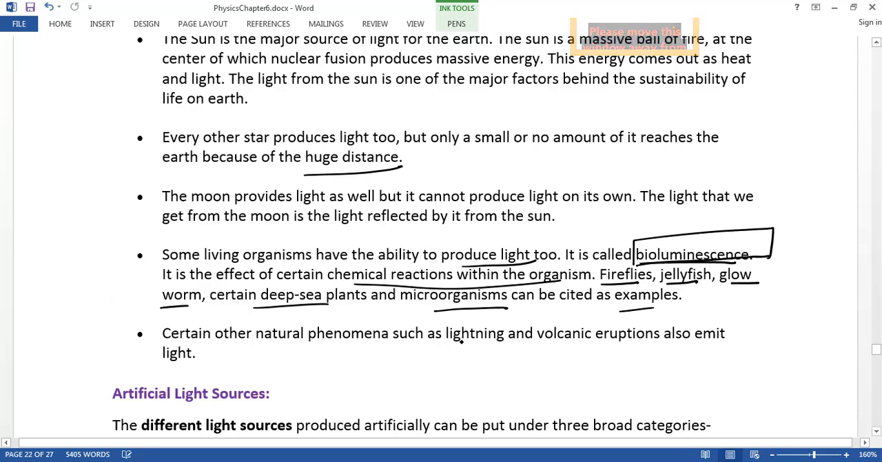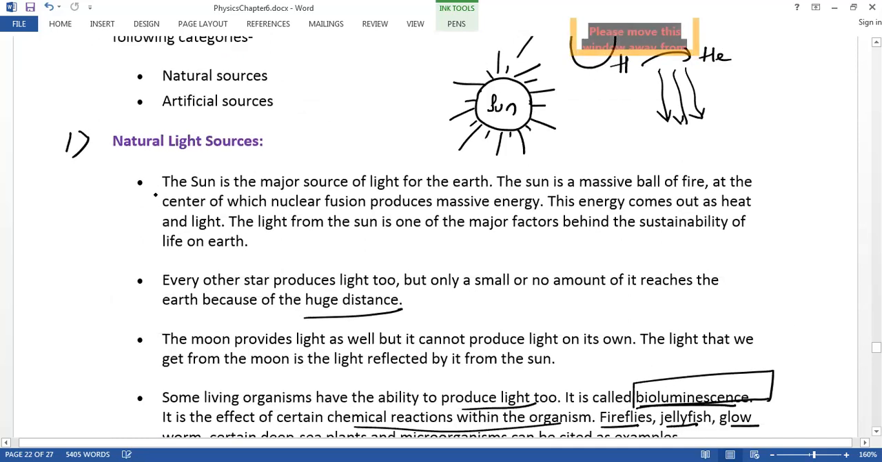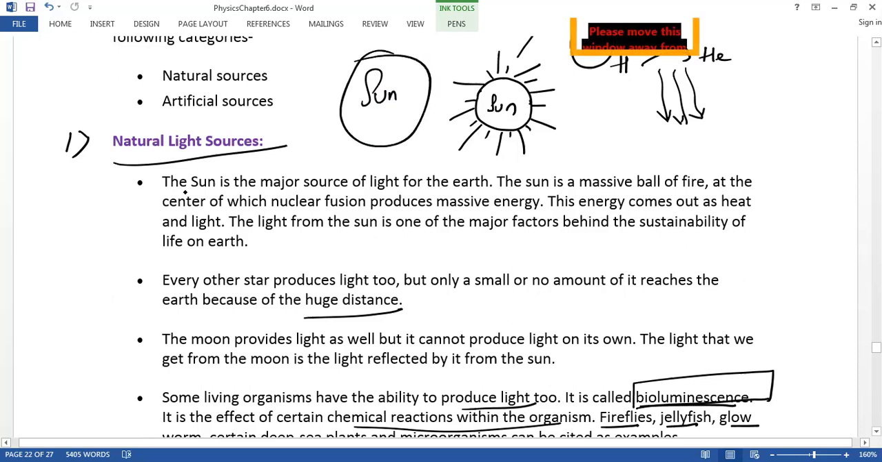One more natural source is lightning and volcano eruption, which are also some of the natural sources of light. So let us repeat once again. The sun is a natural source for us, and there are some other stars. Stars are also natural sources of light, but some stars are very far from Earth, so a negligible amount of light will reach the Earth. And the next one is the moon.